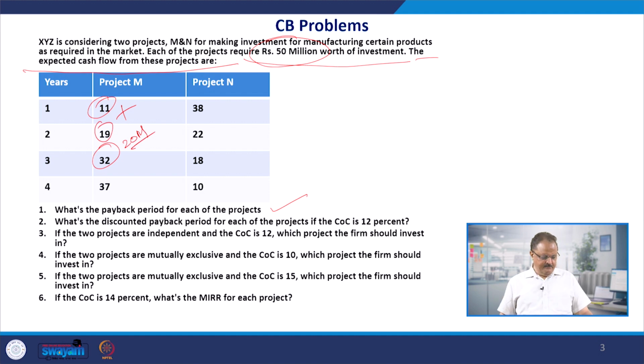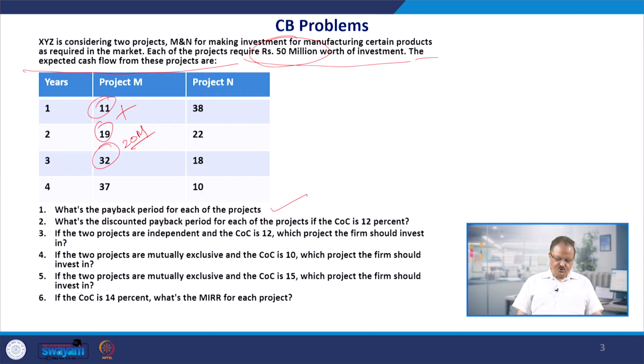That is the total inflow available from the project, but we are only concerned about the payback, that is, when this 50 million will be returned to the entrepreneurs or the promoters. Because it's a very simple problem and only 4 years of cash inflow information is given to us: first year 11, second year 19, so 11 plus 19 is 30, and you need 20 more, which you will take from the third year's cash flow of 32 million. So we can say that roughly the payback period is somewhere between 2 and 3 years.